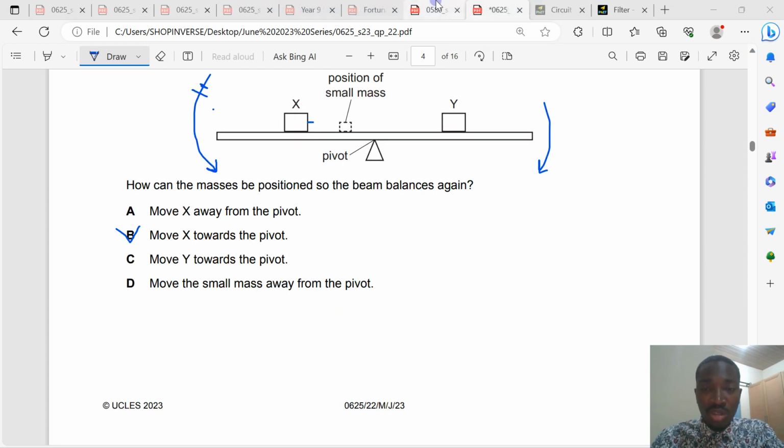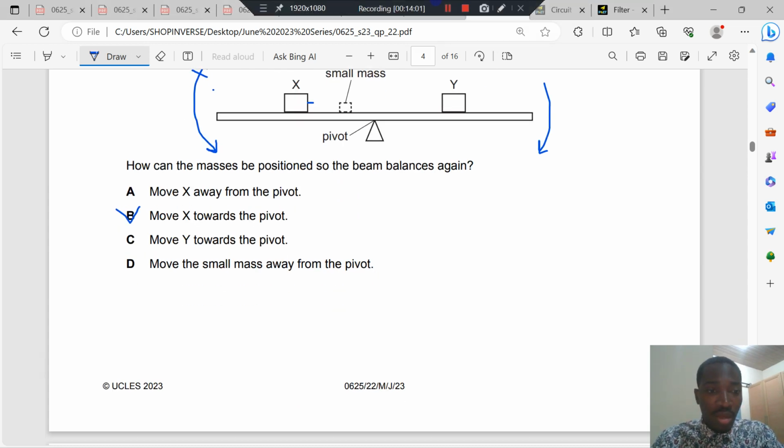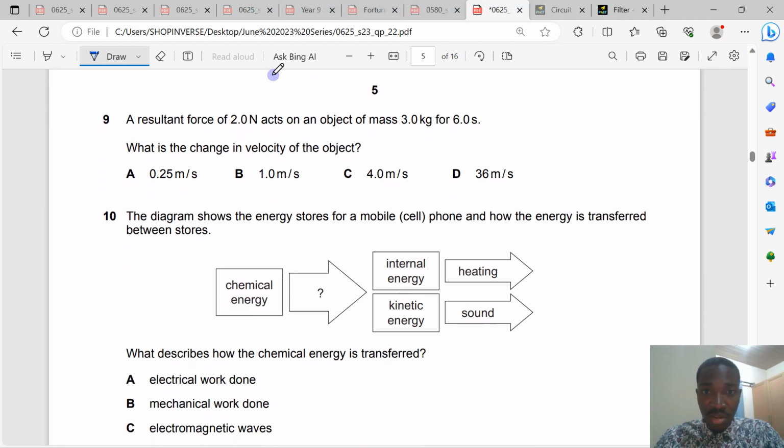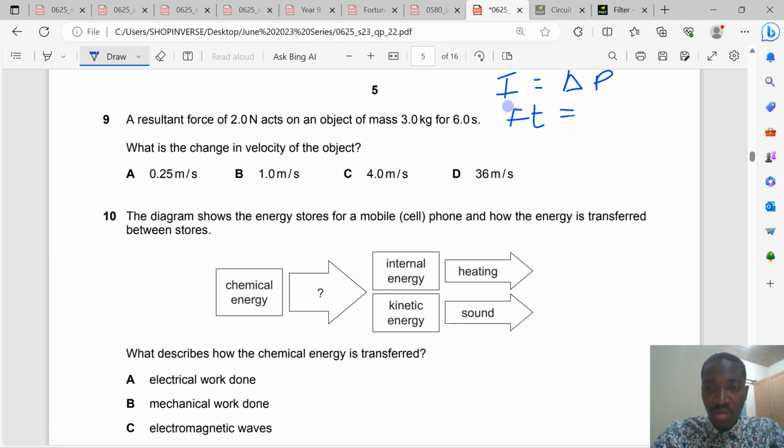So we move straight to the next question, question number 9. A resultant force of 2 newtons acts on an object of mass 3 kg for 6 seconds. What is the change in velocity of the object? You know, from the formula, impulse equals change in momentum. What's the formula for impulse? Force times time. And what's the formula for change in momentum? That's mass multiplied by change in velocity.